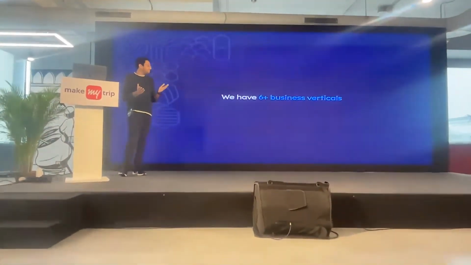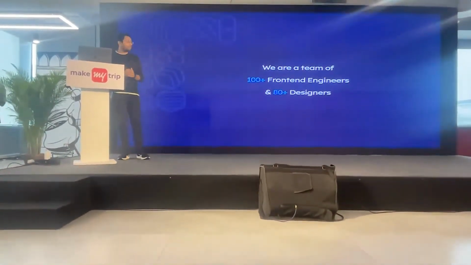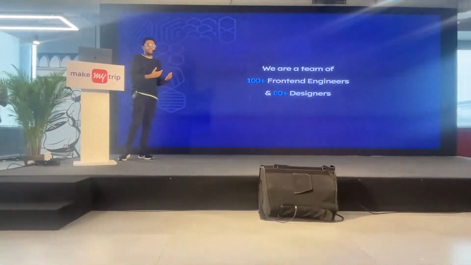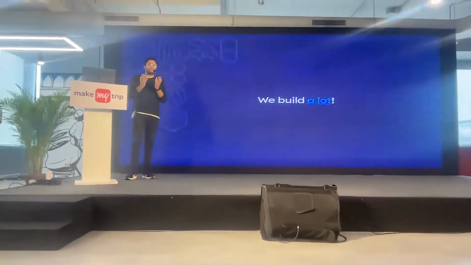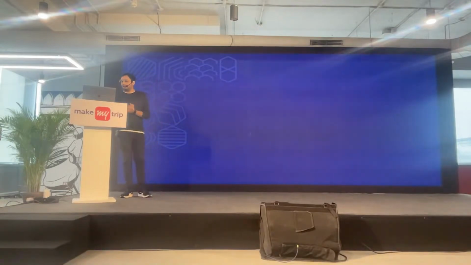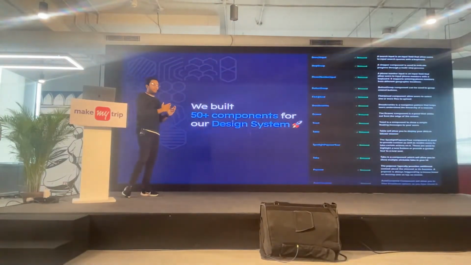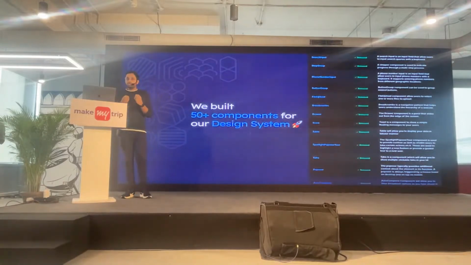We have 6+ business verticals at Razorpay, which is maintained by a huge team. We have 100+ front-end engineers and 80+ designers, and all of them build a lot. They're constantly building. So we had to find ways to enable them to build better, build faster. So this is where the design system came in. And we went ahead and built more than 50 components in our design system. And this really boosted our designer and developer productivity and brand consistency.